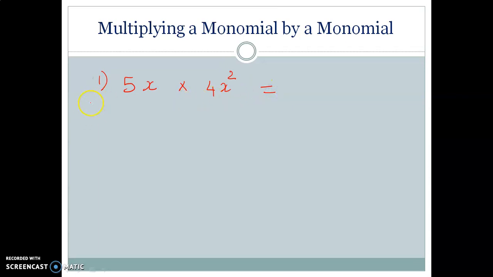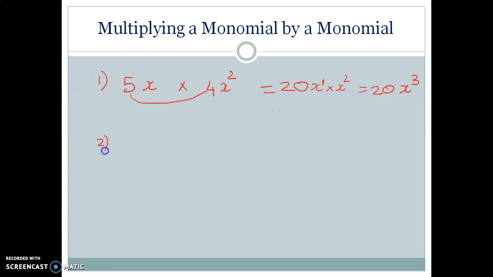In such things, you have to first multiply the numerical values. It will be 20. What is x into x squared? In powers and exponents, we have learnt if the bases are same, we will add up the powers. So what will be the answer here? Yes, 20x cube.